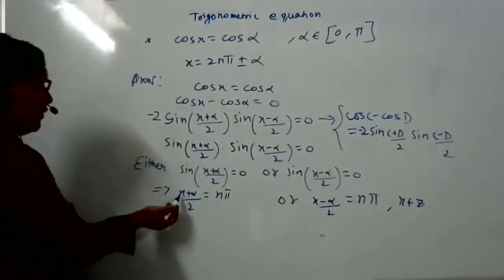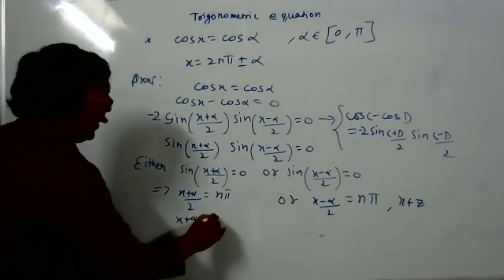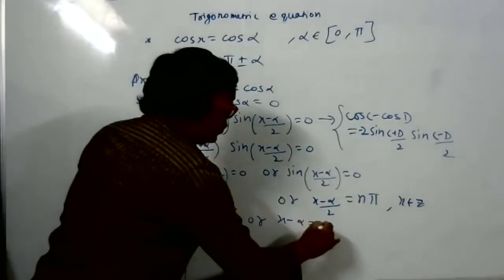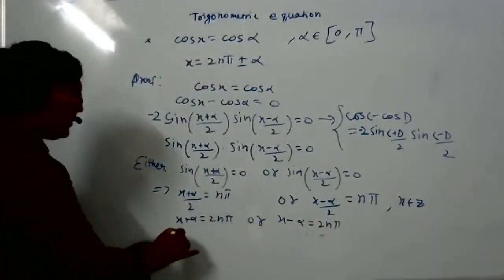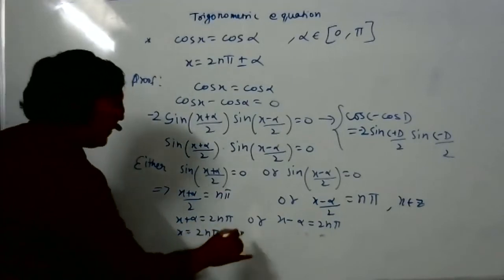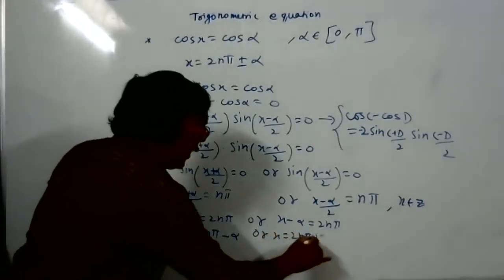But I am interested in x. So 2 will go on the right side. It will become x plus alpha is equal to 2n pi, or x minus alpha is equal to 2n pi. But I am interested in x only, so alpha will go on the other side. So x is equal to 2n pi minus alpha, or x is equal to 2n pi plus alpha.